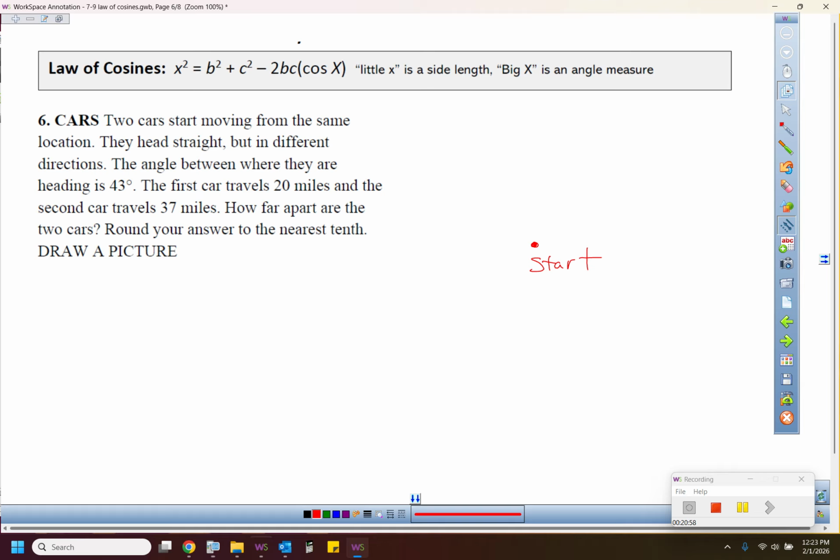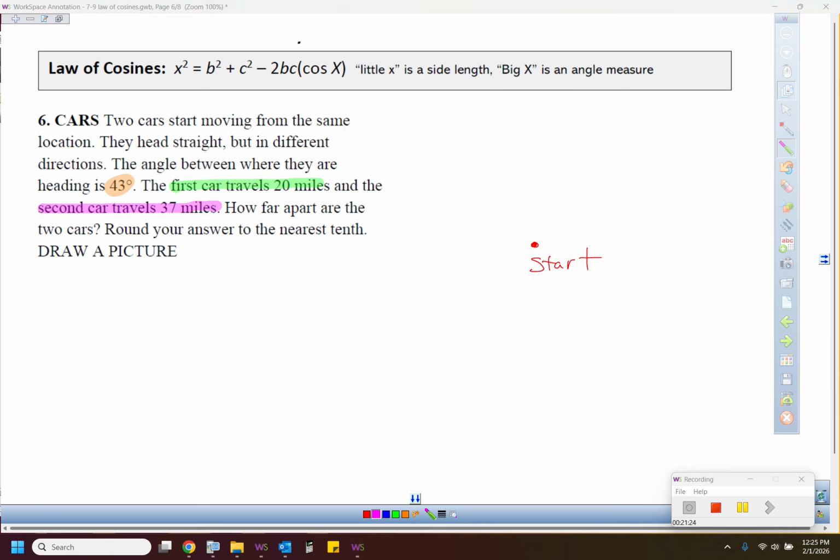So 2 cars start moving from the same location. They head straight, but in different directions. So the angle between them is 43 degrees. So I'm going to roughly make a 43-degree angle when we do this. But check this out. I want to see how long these are going to be. The first car travels 20 miles, and the second car travels 37 miles. That second car basically went twice as far. Not exactly, but twice as far as the other one.